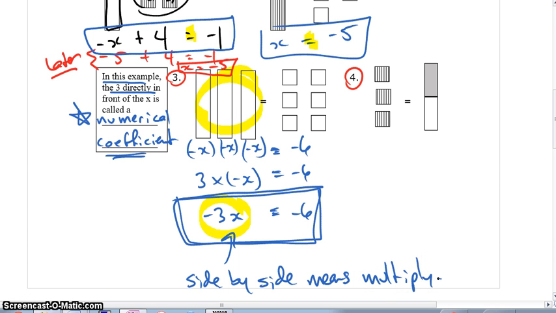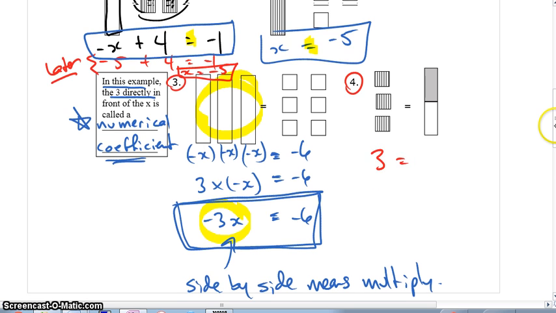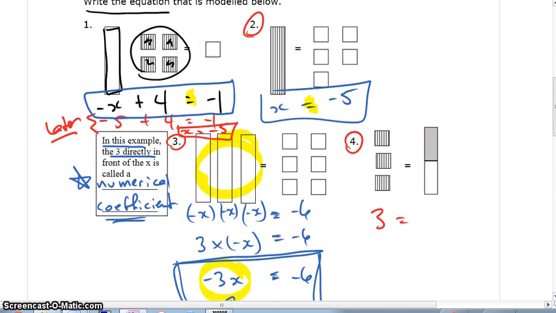Right on. Last one, number 4 here. We've got 3 on the right, and they're filled in, so they're positive.